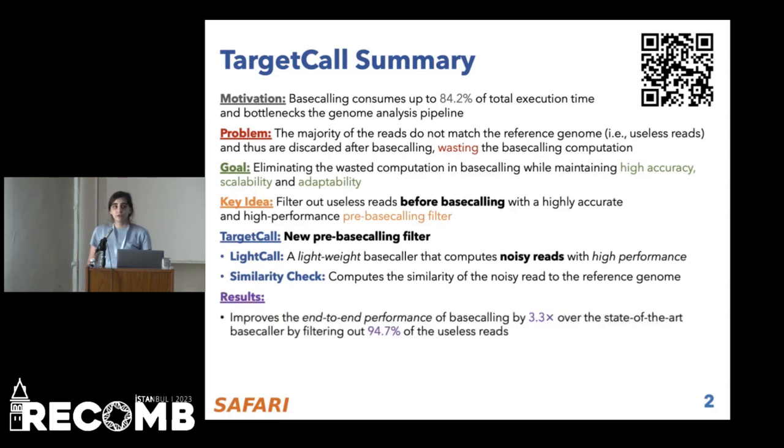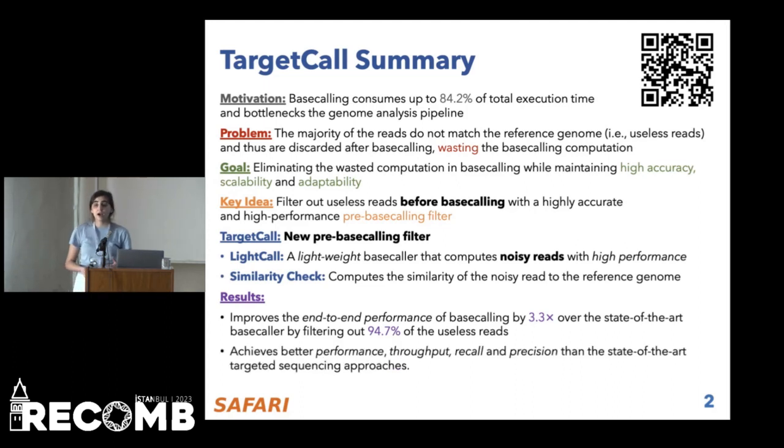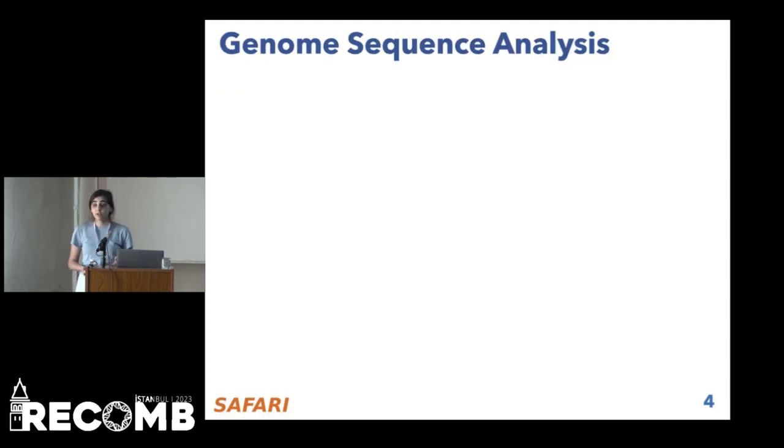Our results show that we can improve the end-to-end basecalling performance by 3.2x by filtering out the majority of the useless reads with high sensitivity. And when we compare it to the state-of-the-art targeted sequencing approaches, we show that TargetCall achieves better recall, precision, throughput, and performance. Okay, let's start with our background.